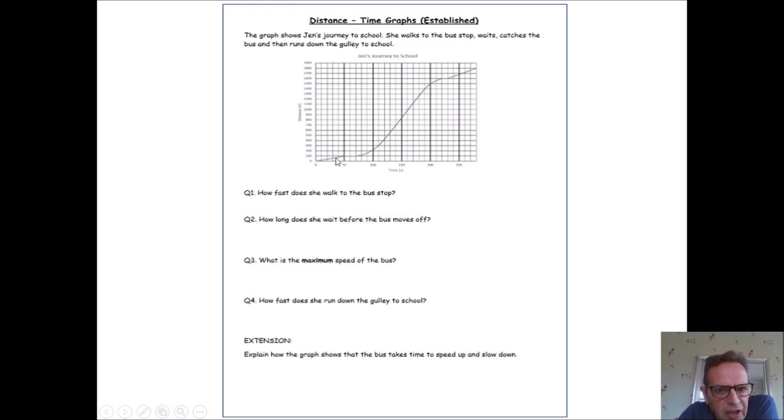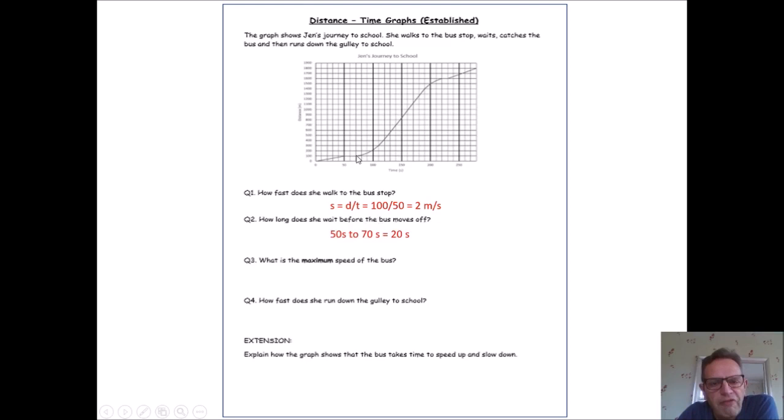Okay, it's taken her 50 seconds to get there, and it's 100 metres. So 100 divided by 50, the distance 100 metres, and the time of 50 seconds gives you 2 metres per second. How long does she wait? So that's the flat part of the graph here where it's horizontal. So that's 20 seconds, from 50 seconds to 70 seconds, 20 seconds.